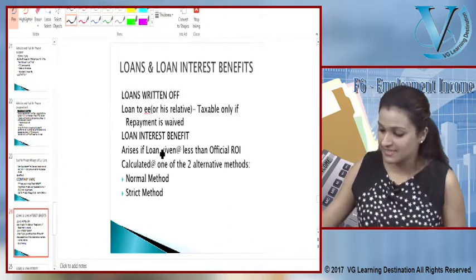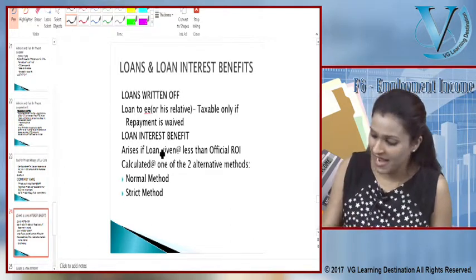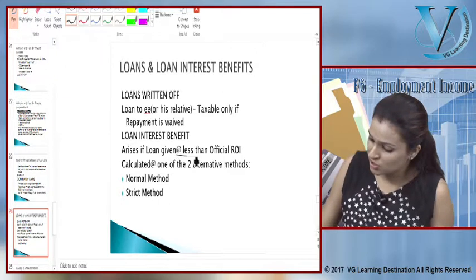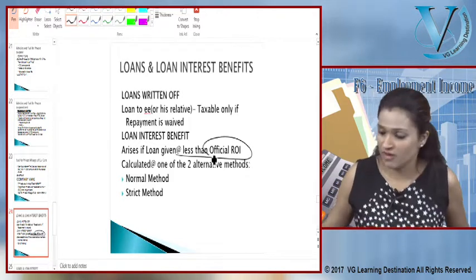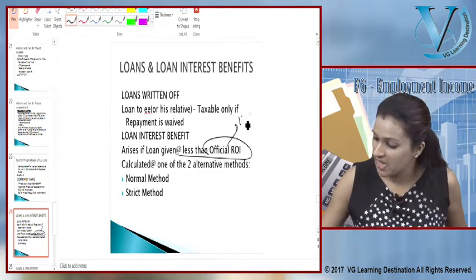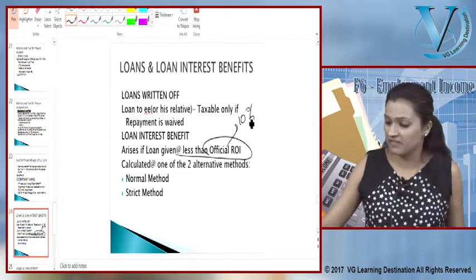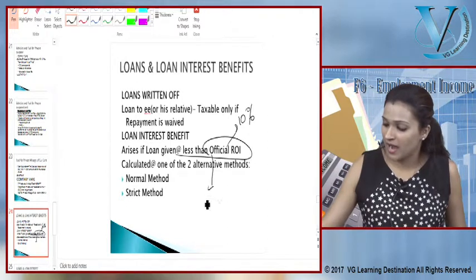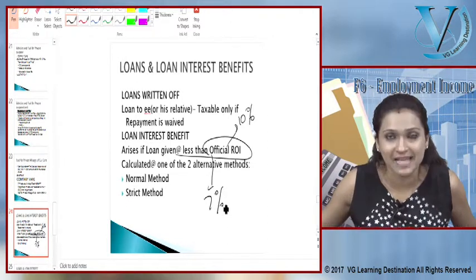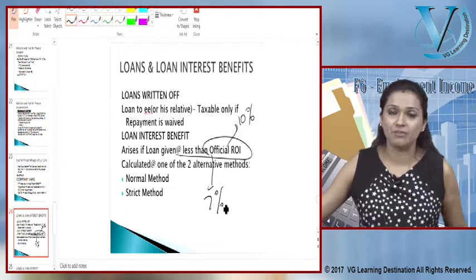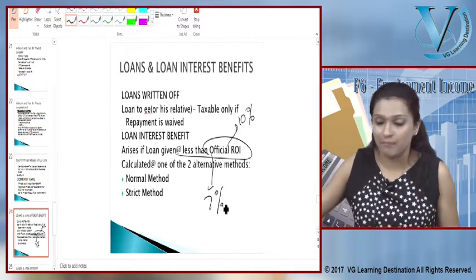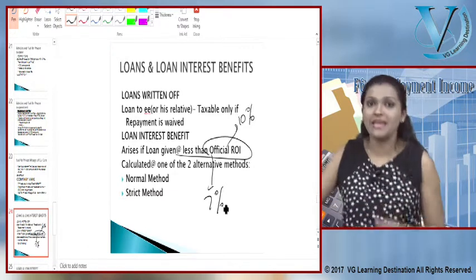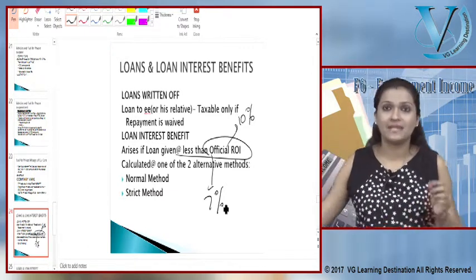What happens with the loan interest benefit? It basically arises if the loan is given at less than the official rate of interest. Supposedly the official rate of interest is, say, 10%. However, to your employee you've given a loan at less than the official rate, which is 7%. Definitely it is a benefit which you are enjoying as an employee, so a certain amount would become taxable.